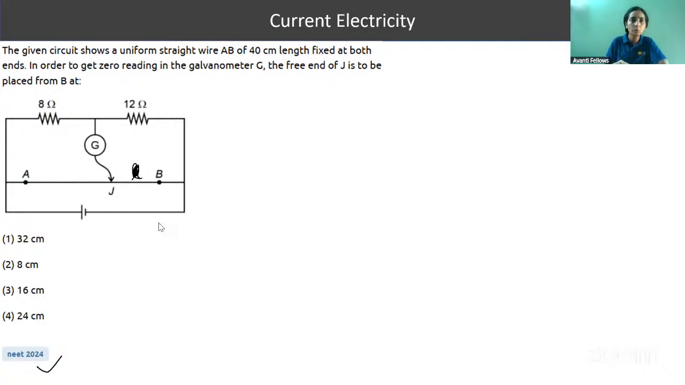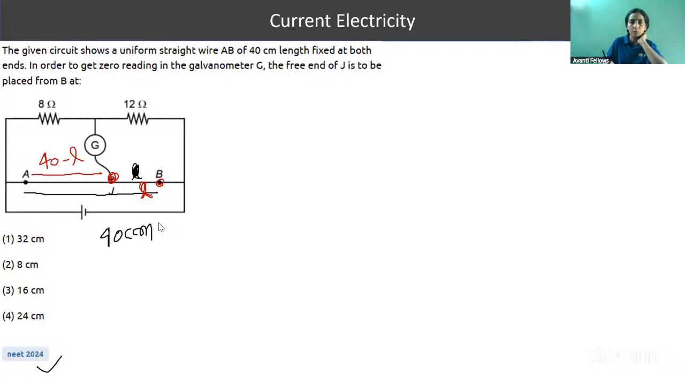The given circuit shows a uniform straight wire AB of 40 centimeter length. So here the length is given. What is the length of AB? It is given. And this is how much? 40 centimeter. Okay? In order to get zero reading in the galvanometer, that is, a balanced Wheatstone bridge will be formed, the free end of J has to be placed from B at what distance? So let's say we placed the free end of J at L distance from B. If you are placing it at L distance, this distance will become how much? 40 minus L, okay?